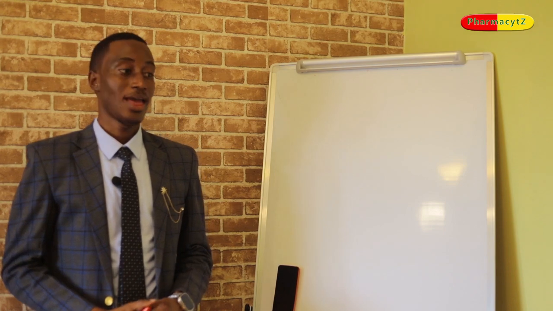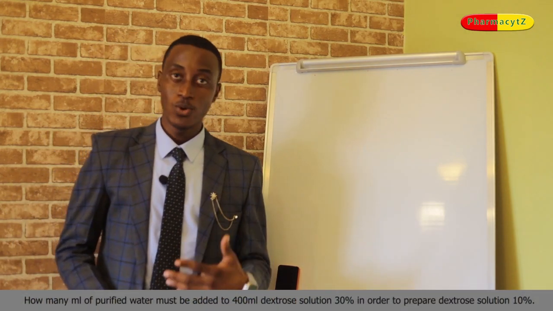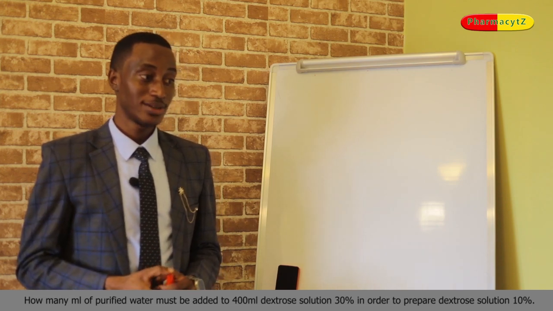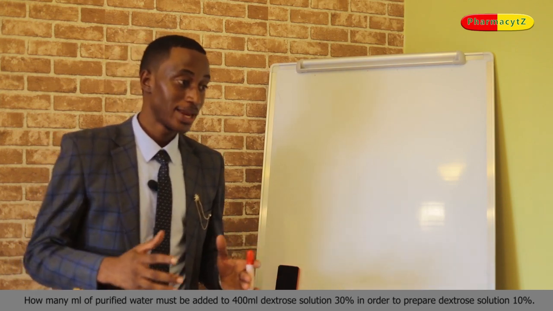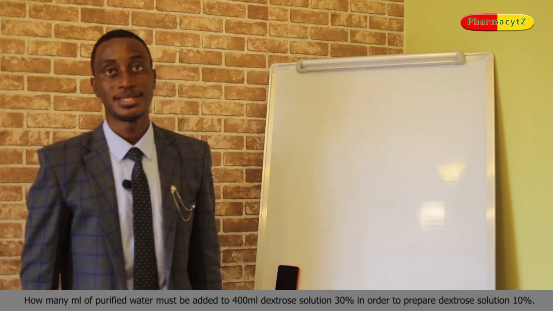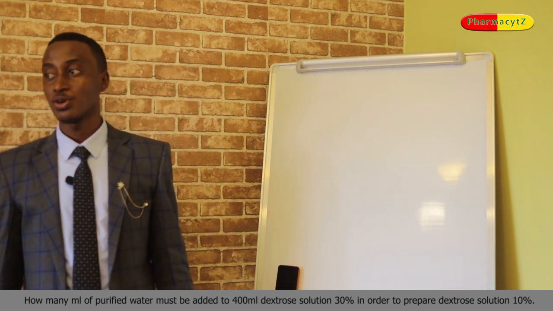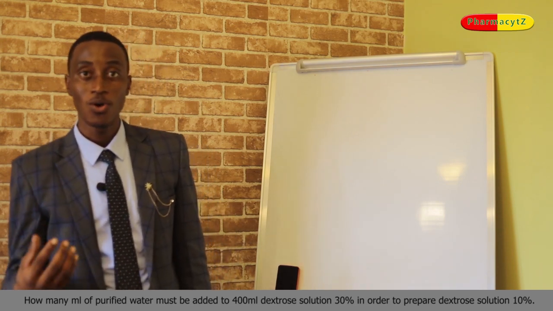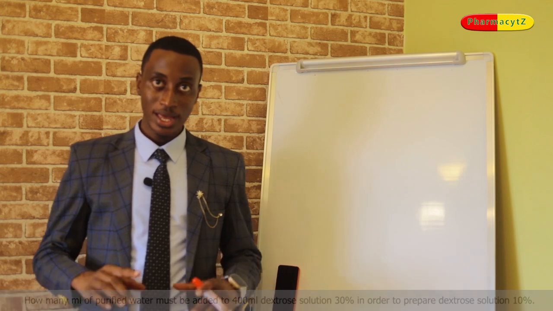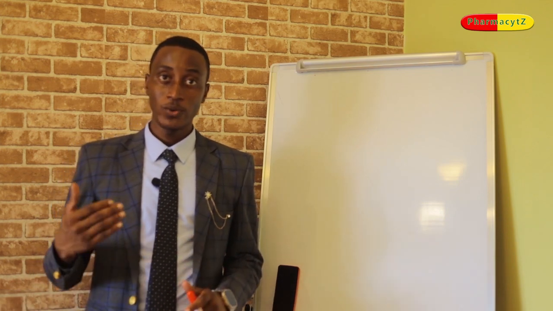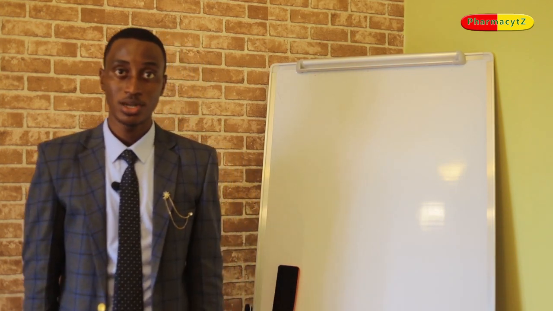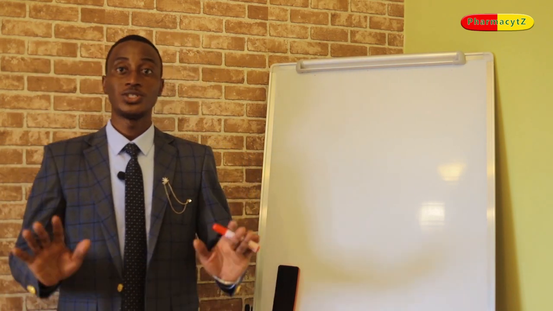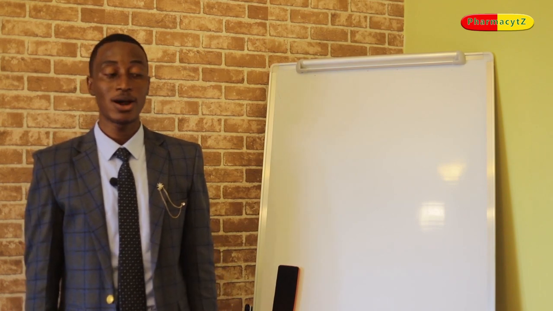The question says, how many mils of purified water must be added to 400 mils dextrose solution 30% in order to prepare dextrose solution 10%? Now this question can be solved in two ways. It's either by alligation alternate or by using the law of dilution. Because we are looking at alligation, we are going to use the alligation method to solve this question. Another time, when we look at dilution law, we shall solve it the other way around.